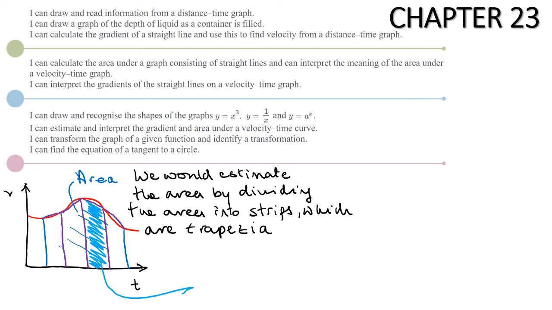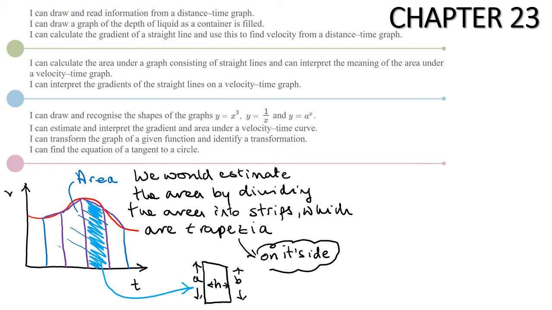Okay, so that's basically a trapezium on its side, so it's going to look something like this. So what I would do is, this would be A and B, and I can just read that off from the Y velocity axis, and this would be H, the height. Okay, so it's a trapezium that's on its side, as you can see here.